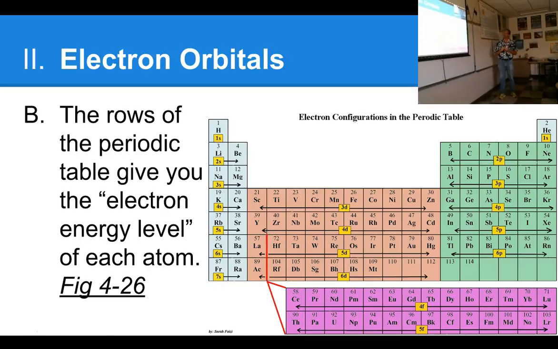So for sulfur, I'll pick another one. If I were to ask you to list the electron configuration for sulfur, you start at the top. It has 1s electrons, 1s. It has 2s electrons, 2s. It has 2p electrons, 2p. It has 3s electrons, 3s. It has 3p electrons, and that's the row that it's in, so we stop.